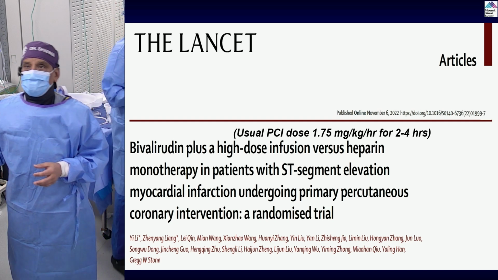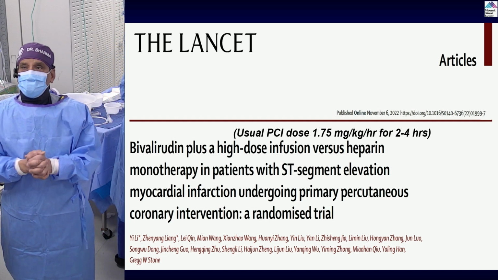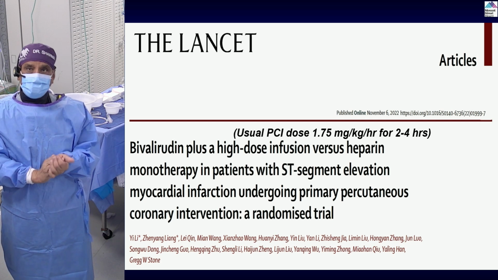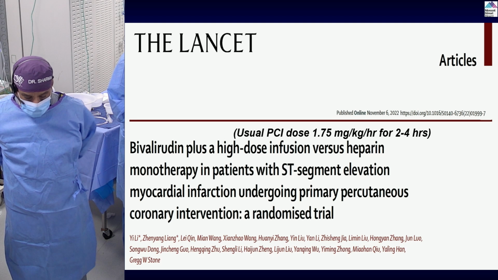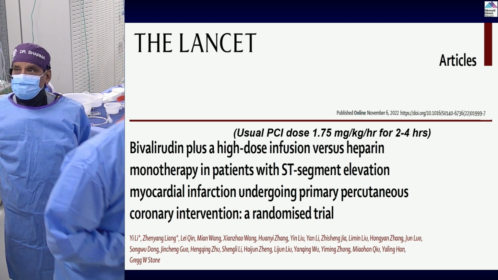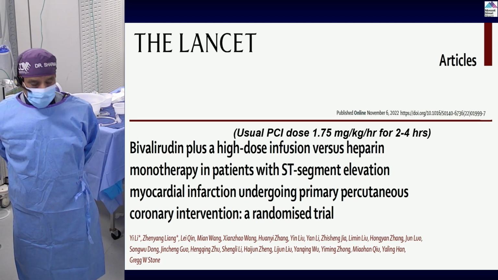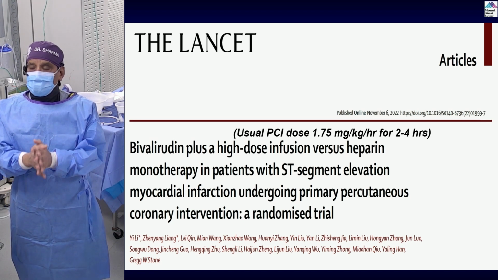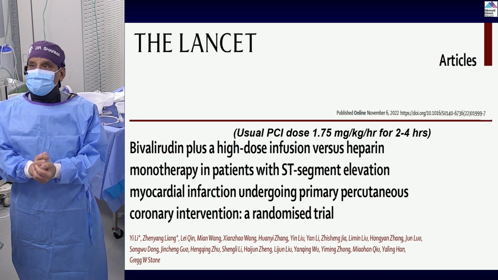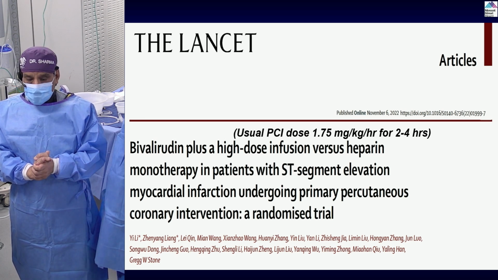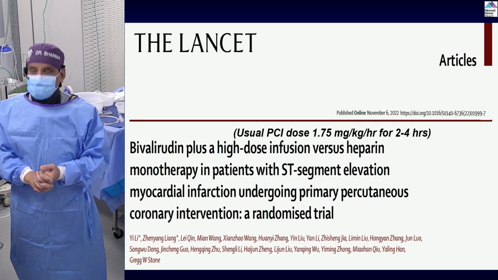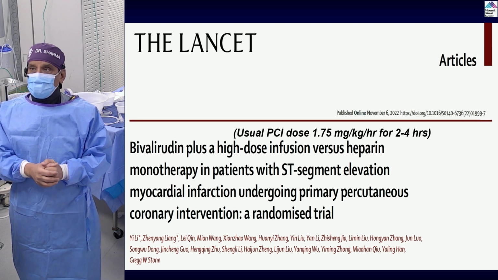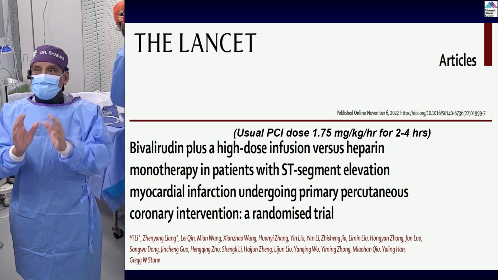One is the bivalirudin BRIGHT-4. This is bivalirudin plus high dose infusion. Now the title was high dose infusion. It was confusing for some people because the dose was 1.75 milligram per kilogram per hour infusion. So that is the usual dose. Remember, 0.75 milligram per kilogram bolus followed by 1.75 milligram per kilogram per hour. Of course, you decrease the dose based on renal failure, the patient goes to half, 1 or 0.25 or so. But the key is this is the usual PCI dose.